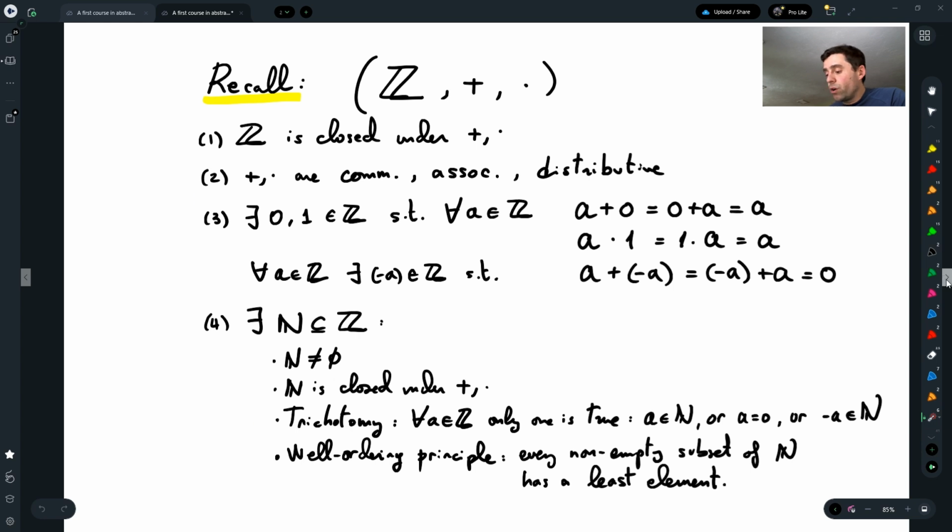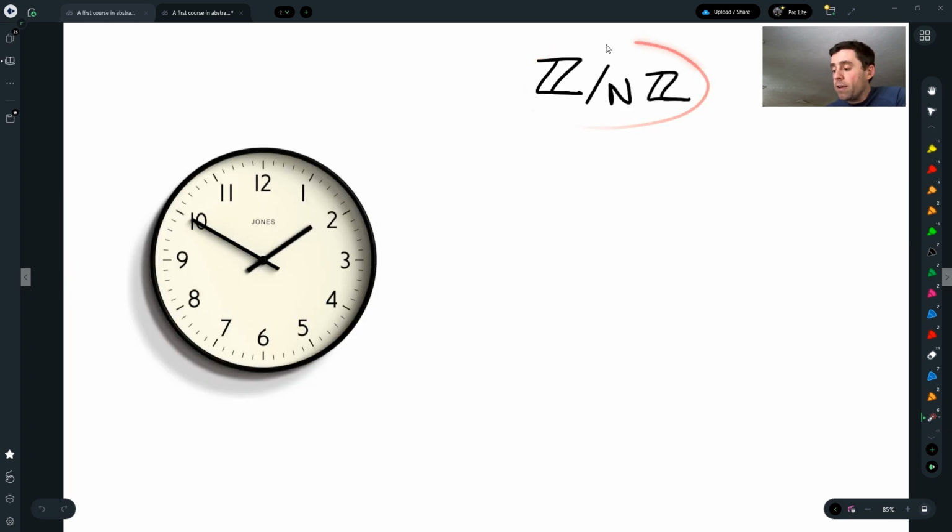Those are what we call the integers modulo n, and in a sense, it's something you have already seen before, because we use the integers modulo n when we keep track of time. So let me show you what it is that we do.